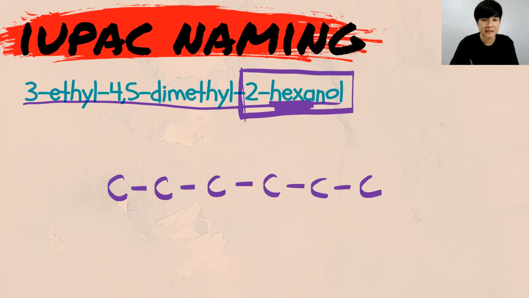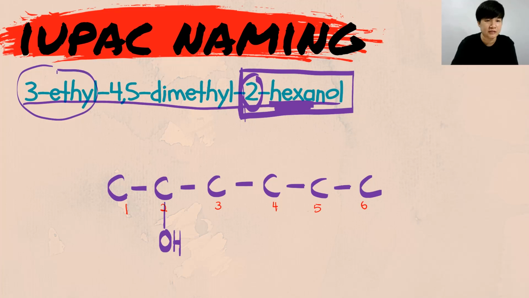And then simply indicate the position. That is my carbon number 1, 2, 3, 4, 5, 6. And then it's a 2-hexanol. So your OH will be located at carbon number 2. And then fulfill all your substituents. Do not put in the hydrogen. Hydrogen is the last thing that you put in to complete the 4 bonds of each carbon. So put in your substituents first.